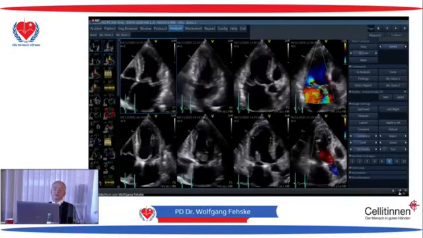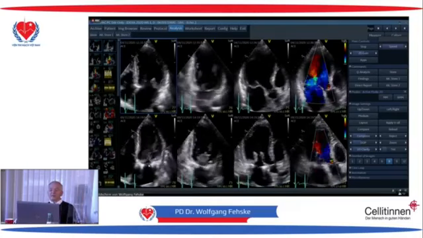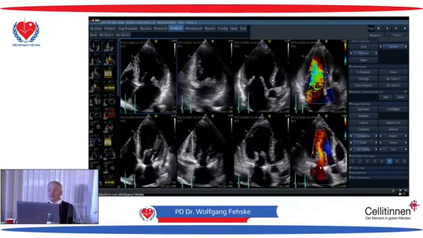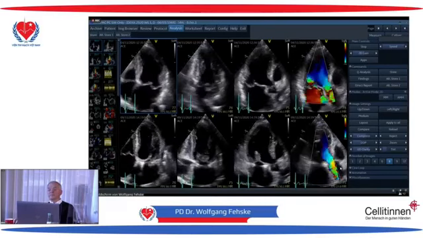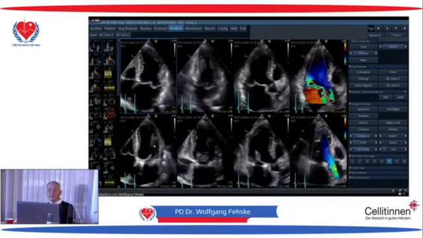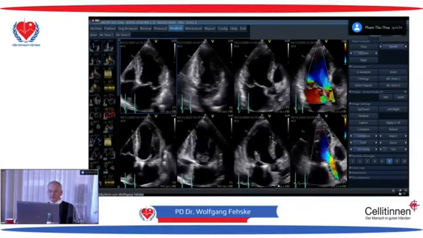You see what happened? The valve is reconstructed. There is no stenosis and no regurgitation left, and the output is the same. And the ejection fraction is dramatically reduced. You see here? Yes. Compared to that.